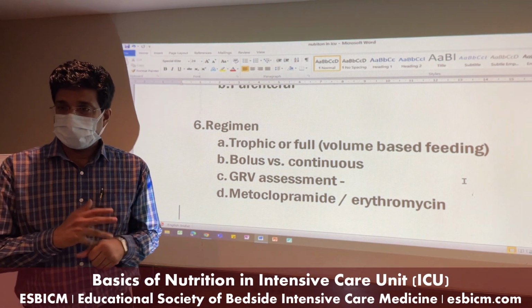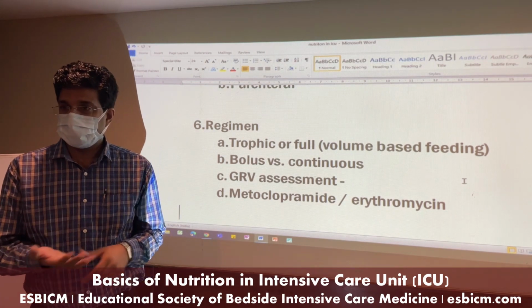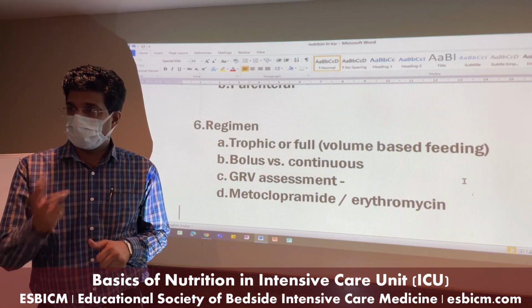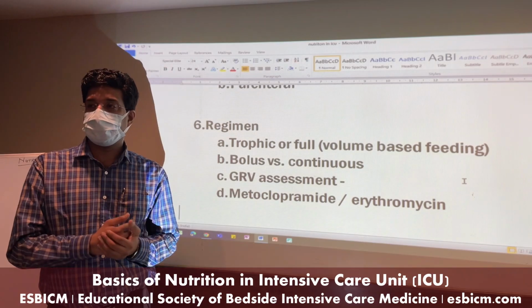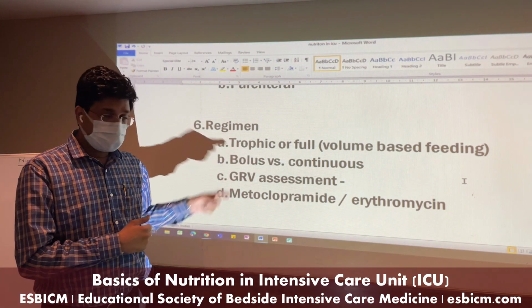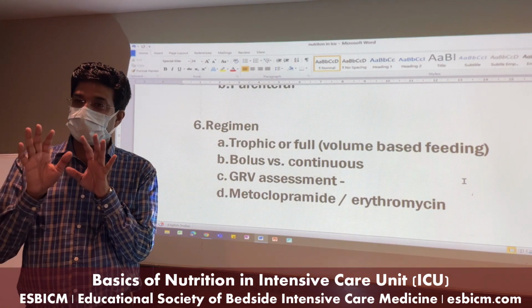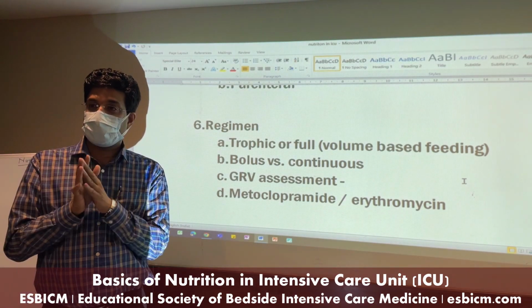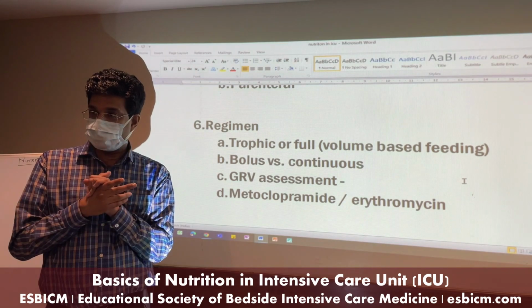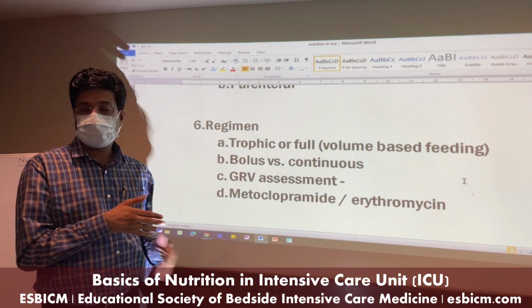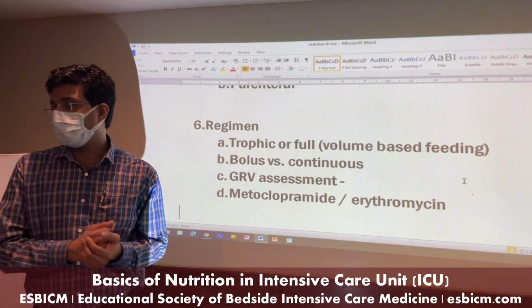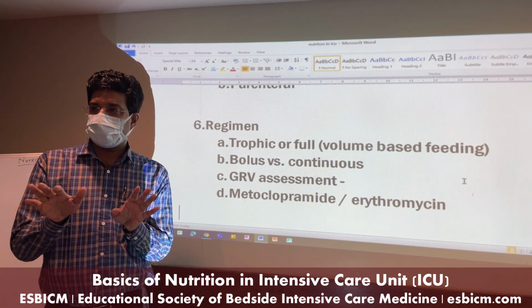There is a consensus that if there is a 50 ml aspirate or a 100 ml aspirate, we should hold the feed, we should stop the feed. But the recent guidelines say it's 500 ml: if the gastric volume is 500 ml, then only should you consider it. But for all practical purposes, and in other books also, 200 is a reasonable amount.